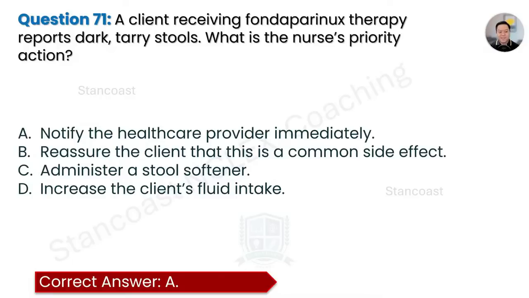You've already seen the answer. The answer is A. The dark, tarry stools suggest GI bleeding, and it is a serious adverse effect of the anticoagulant therapy. And this requires prompt notification of the healthcare provider, which is essential to address a potentially life-threatening condition. So you got to look for words indicating a serious or life-threatening condition, such as dark, tarry stools.